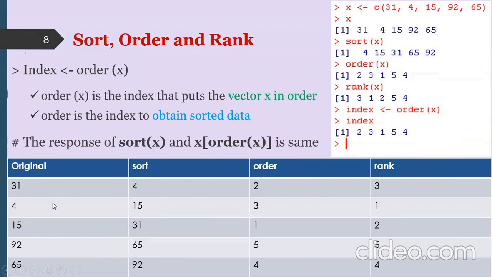So 4 is at second position, 15 is at third position, 31 is at first position in the original, 65 is at the fifth position in the original, and 92 is at the fourth position in the original. And what is actually rank? Rank is actually the position of the original data.